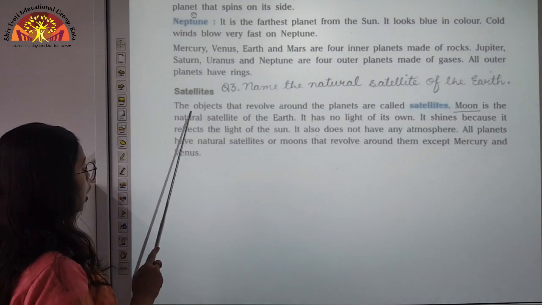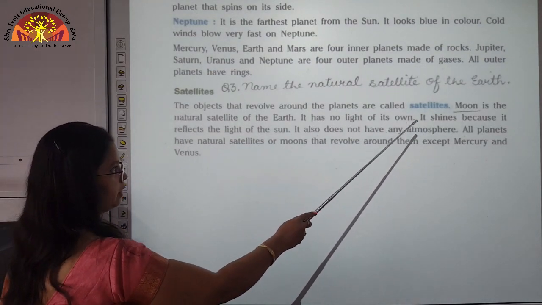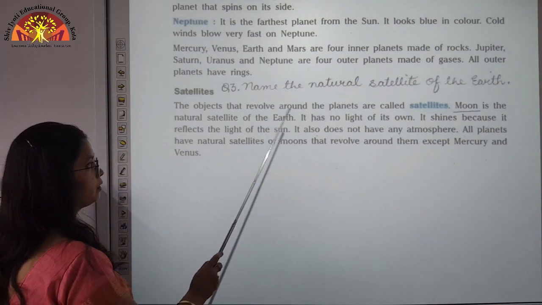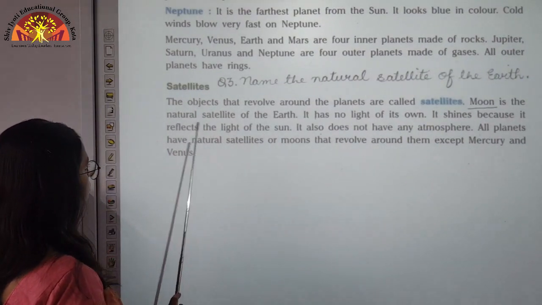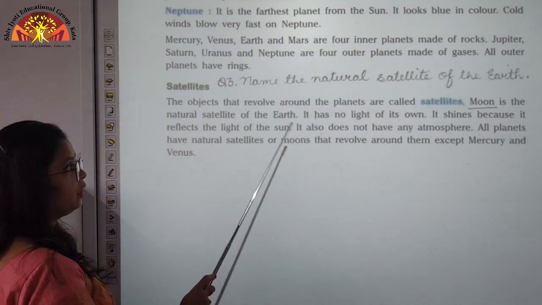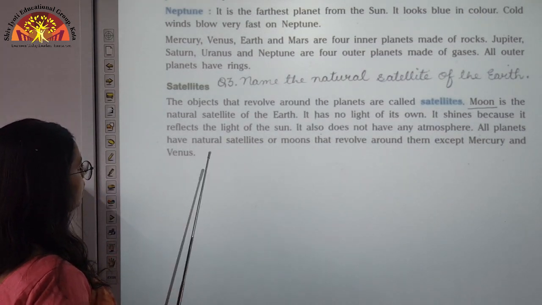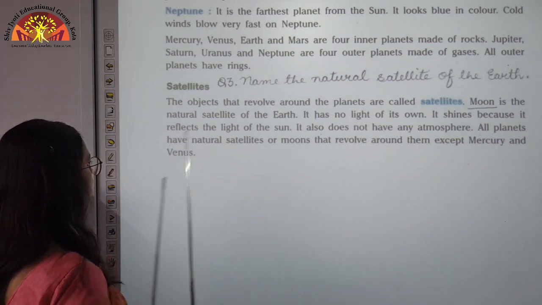Okay. The objects that revolve around the planets are called satellites. Moon is the natural satellite of the Earth. It has no light of its own. It shines because it reflects the light of the sun. It also does not have any atmosphere. All planets have natural satellites or moons that revolve around them except Mercury and Venus.